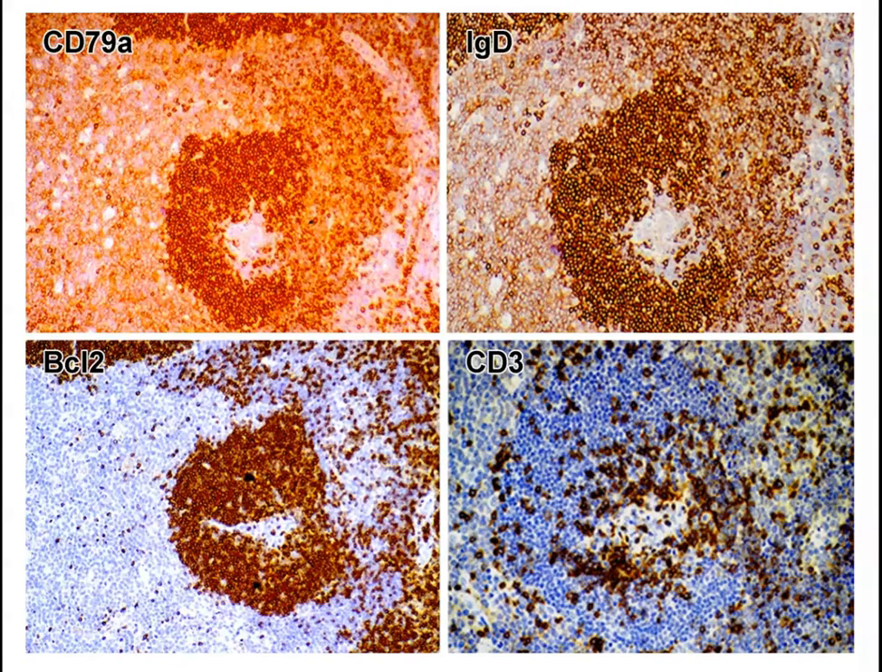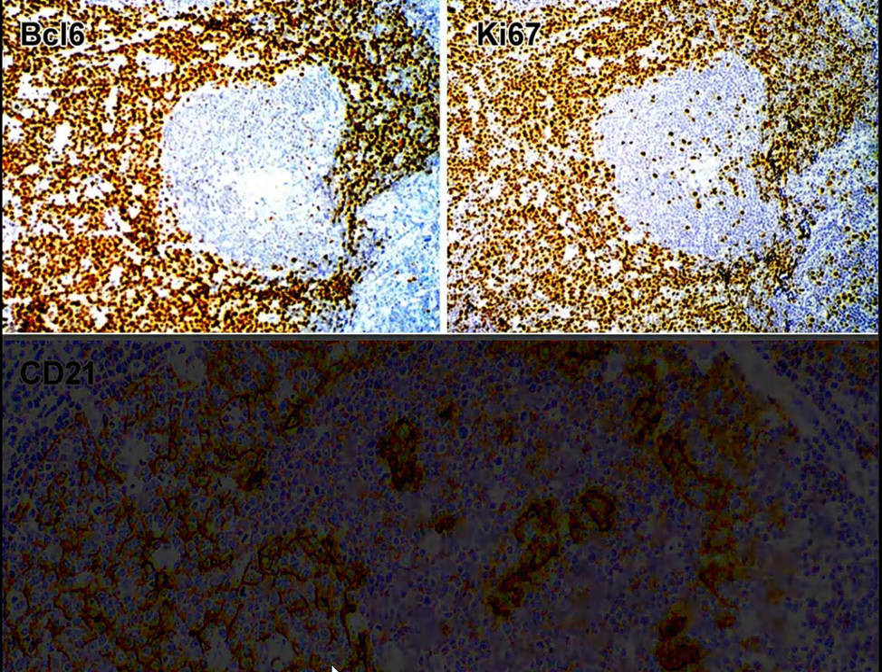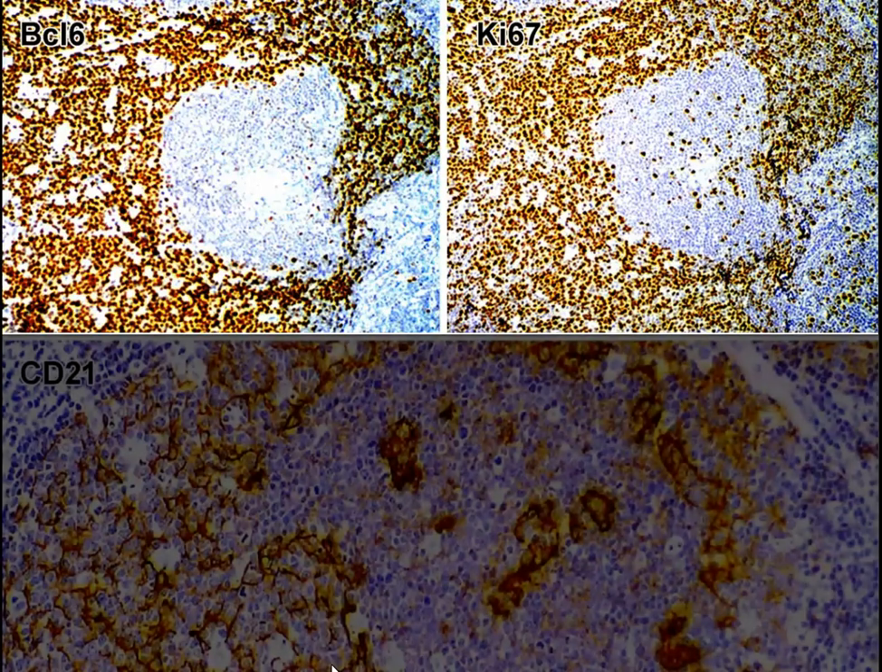also BCL2 positive. Here we see the hyperplastic germinal center, which is BCL6 positive, with a high proliferation fraction, being broken up by a nodule of mantle zone B cells, which are BCL6 negative, showing a low proliferation fraction.